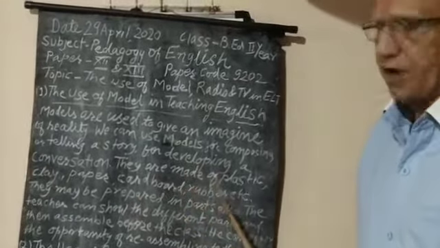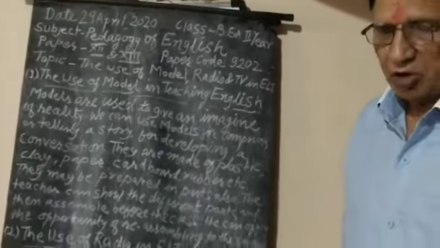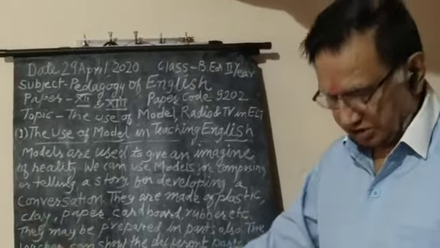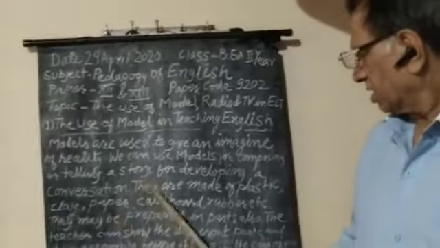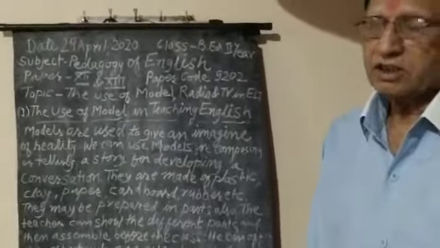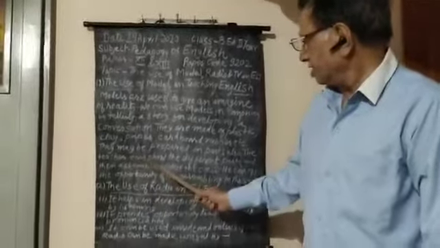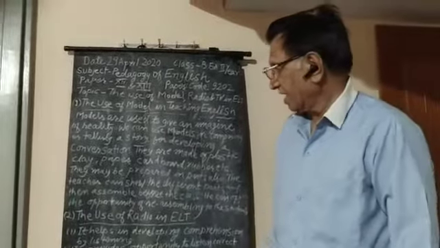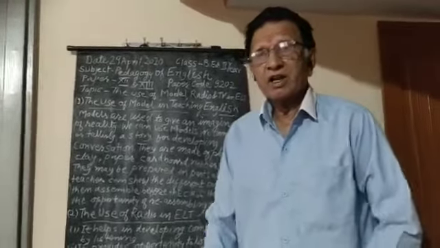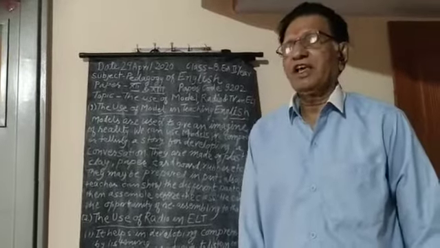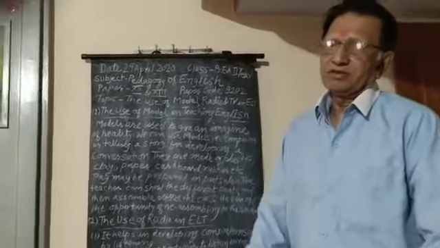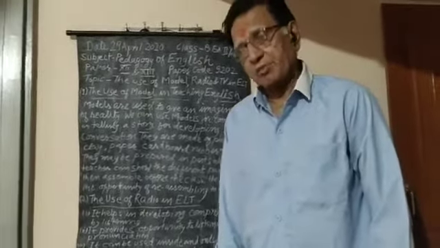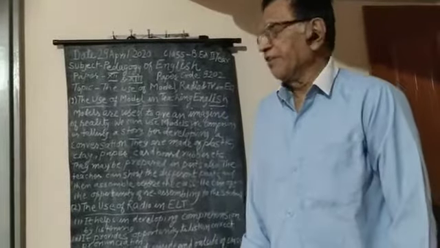How are the models prepared? They are made of plastic, clay, earth, paper, cardboard, rubber, etc. They may be prepared in parts also. We can prepare a model in parts, and the teacher will assemble the parts before the class and then ask a student to reassemble, and that will give them a good activity, and they will describe that process, and this will give a novelty in the class.